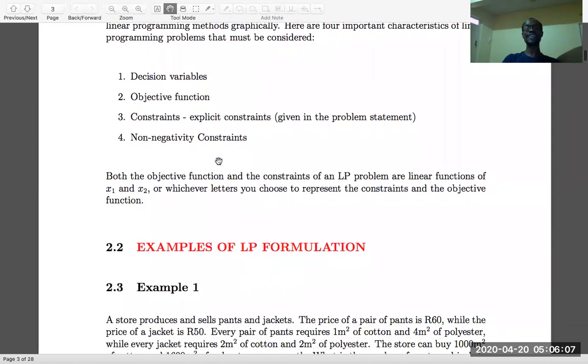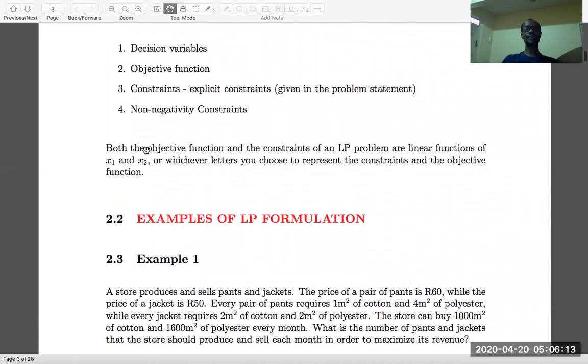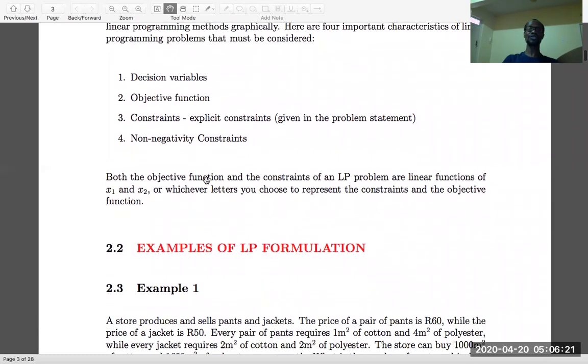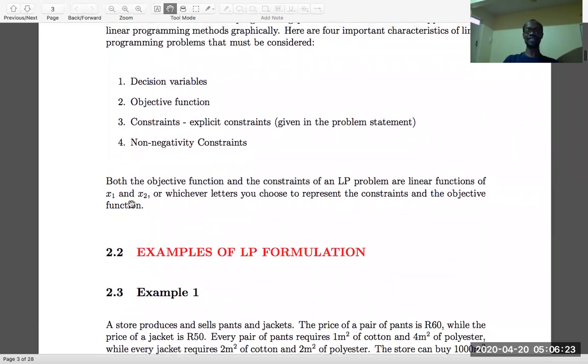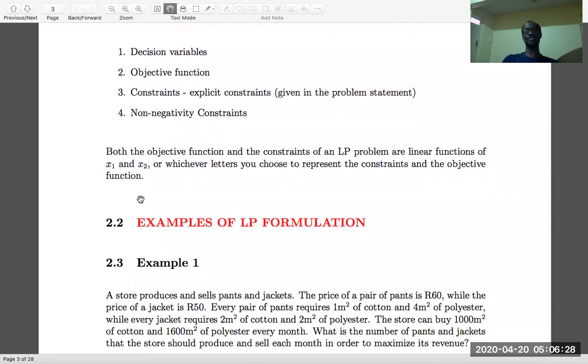And then we have a non-negativity constraint, i.e. remember that we say x1 and x2 can never be negative. So always remember that. Both the objective function and the constraints of a linear programming problem are linear functions of x1 and x2, or whichever letters you choose. When you are choosing your decision variables, you don't necessarily have to choose x1 and x2. You could choose any letters, even names of people, and it works.